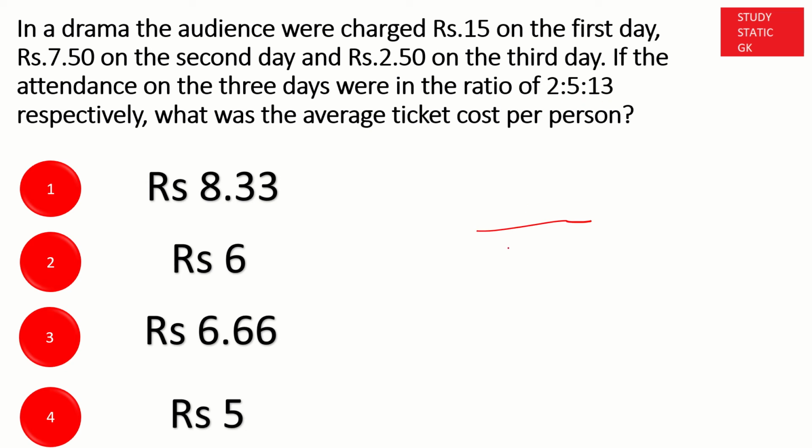13 plus 5, 18 plus 2, 20x, right? And here anyways x will be common, right? So 2 into 15, 30 plus 5 into 7.50, 5 5s are 25, 5 7s are 35, so 37.5, right, and 13 into 2.50, 13 into 5, 65, 13 2s are 26 plus 6, 32.5.